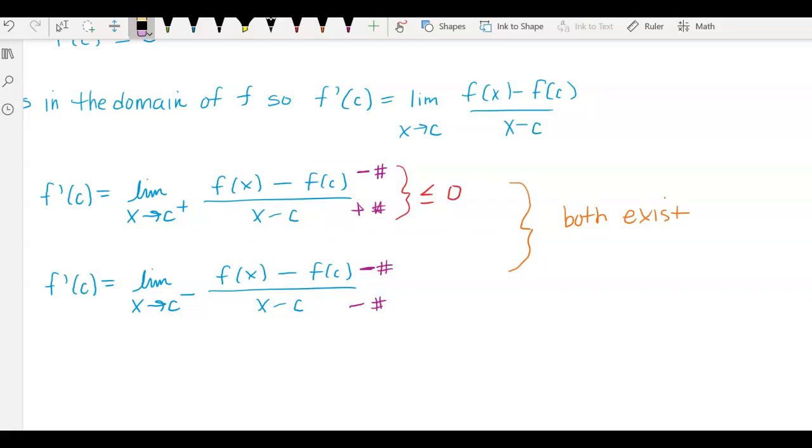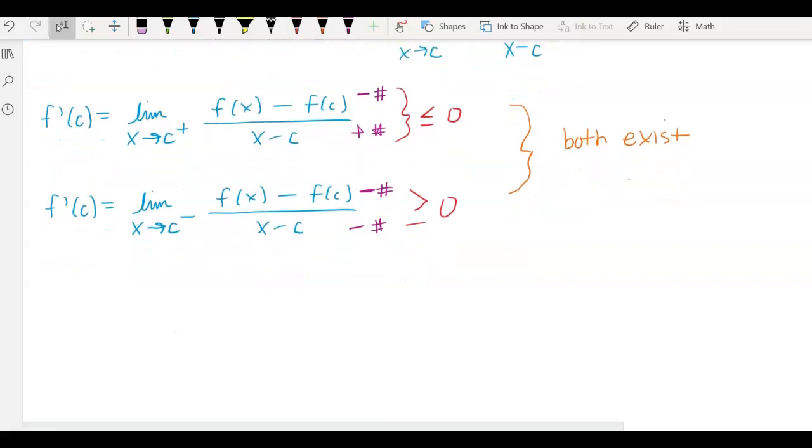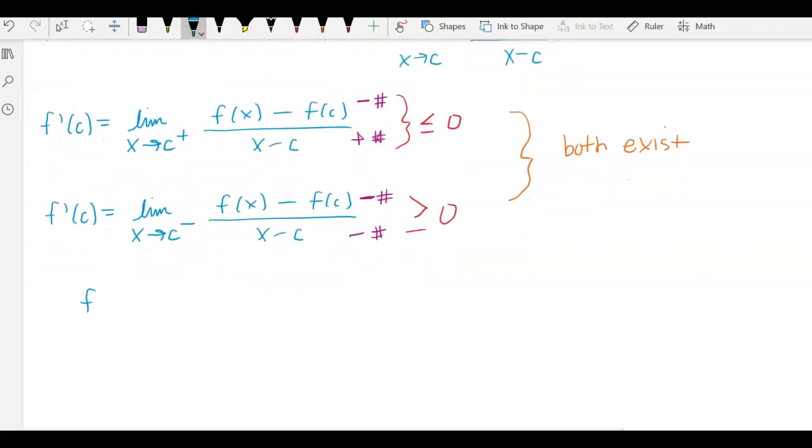I'm going to say that this whole thing here is less than or equal to 0. And the one down below, I've got a negative number divided by a negative number. This is going to be greater than or equal to 0. So I've got the exact same limit sandwiched in between something that's less than or equal to 0 and greater than or equal to 0. Putting those two together, we conclude that the limit, in this case the derivative at that point c, has to be equal to 0, which is what we wanted to show.